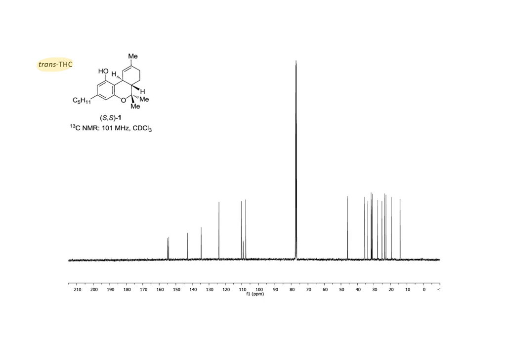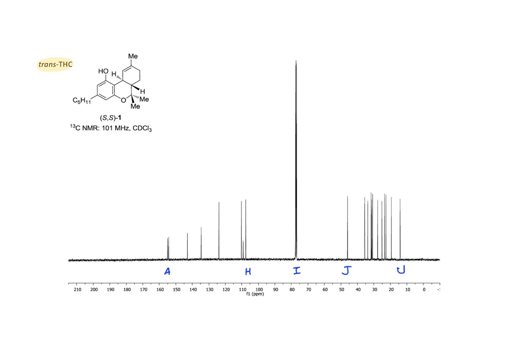Going back to the spectrum of the trans THC diastereomer, we see that there are 8 carbons that are downfield of the chloroform peak. It turns out that there is 1 carbon that overlaps the chloroform peak. And then there are 12 more carbons that are upfield of the chloroform peak, for 21 carbons altogether.